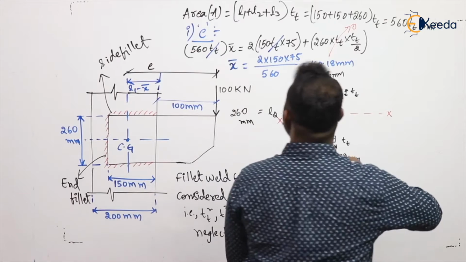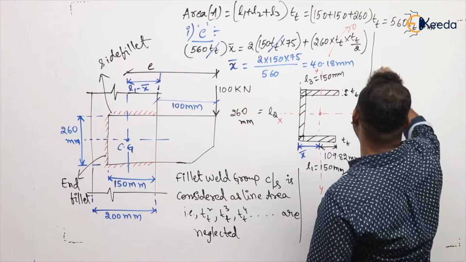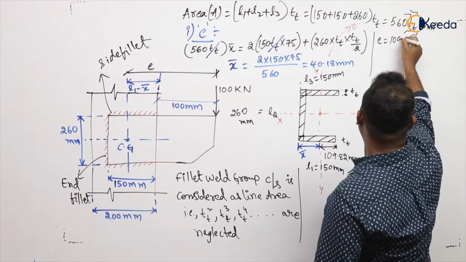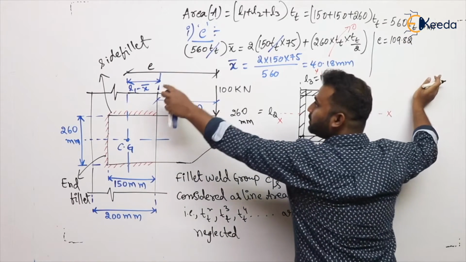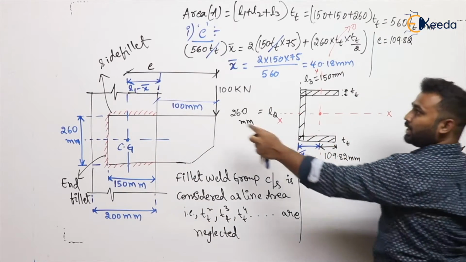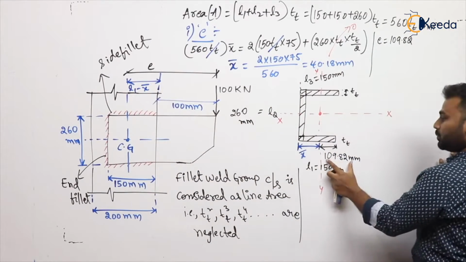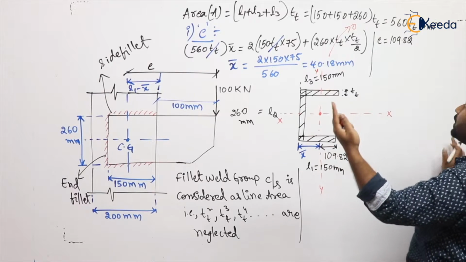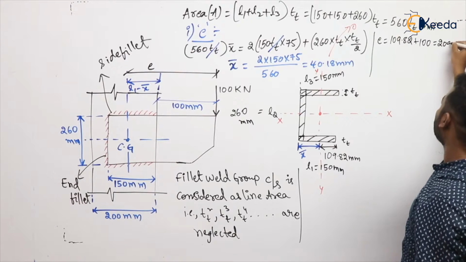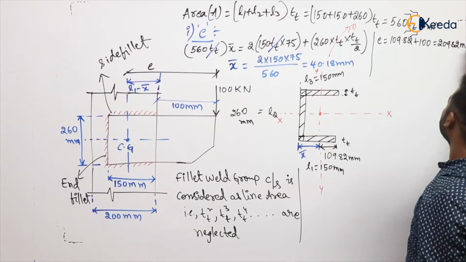Now what is the eccentricity here? Eccentricity is equal to 109.82. See in this diagram, L1 minus X1 bar is 109.82. So the eccentricity is that 109.82 plus 100. How much is it? 209.82 mm. This is the eccentricity.